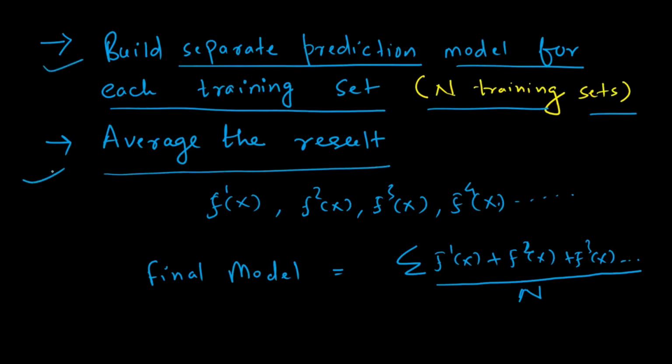So this is a 2-step process. First, you build a separate model for each training set, randomly taken from the main training set, and then average the result. So you build the models f1(x), f2(x). These are the different models that you have fit to your data, and you have fit n models to your n subsamples. Then the final model will be just the average of that. That's why it is called aggregation, bootstrap aggregation, or in short, bagging.